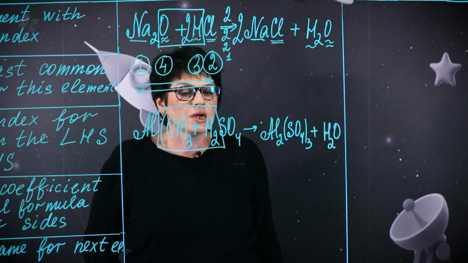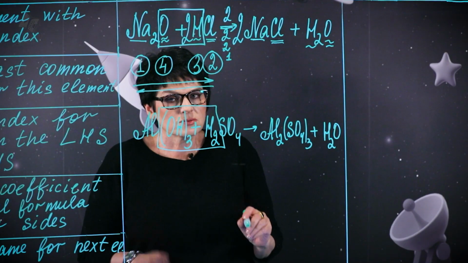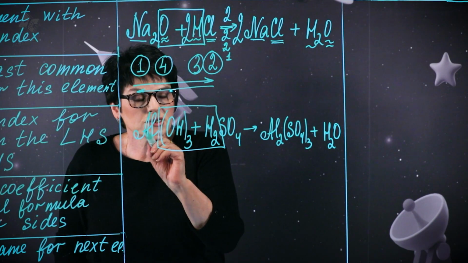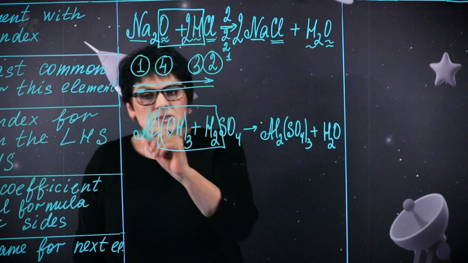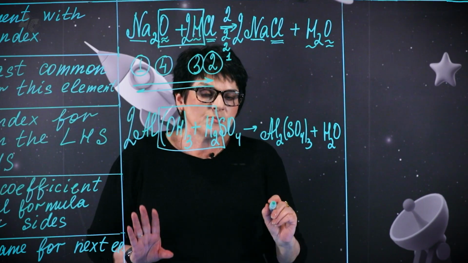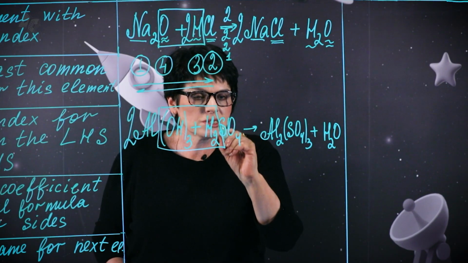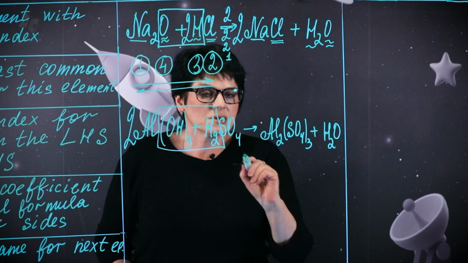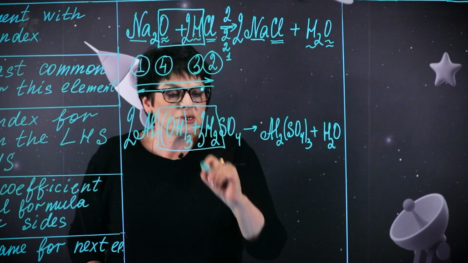All right, now let's start leveling the playing field. Now listen up. In this case, this tactic of leveling really helps. Aluminum on the left 1, aluminum on the right 2. Put a 2 in front of the aluminum hydroxide formula. Now we can calculate 1 as a whole piece on the left of SO4 and 3 on the right. Thus, we put a 3 in front of H2SO4.